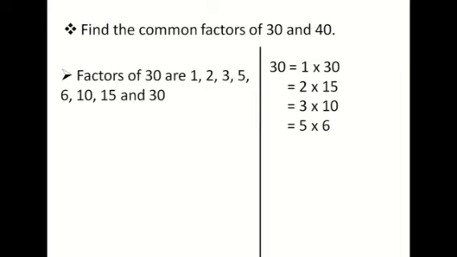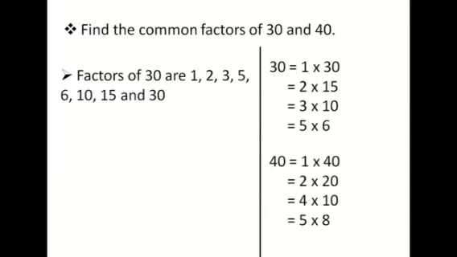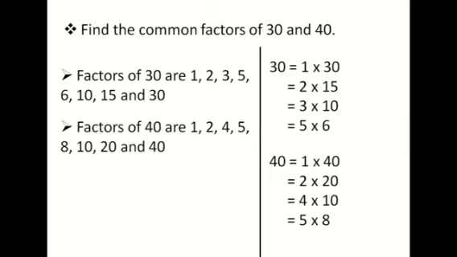The same way we will do for 40 also. So 1 40s are, 2 20s are, then what will be? 4 10s are, yes. Please find it, and finally it will be 5 8s are also. So factors of 40 are, what are those? 1, 2, 4, 5, 8, 10, 20 and 40.